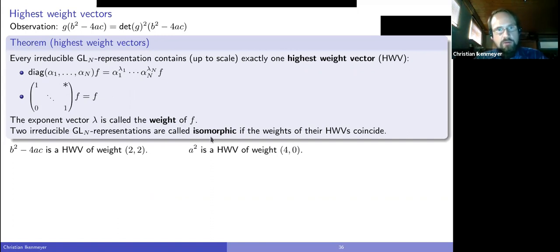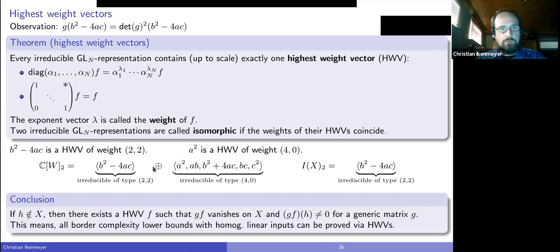Two irreducible GLN representations are called isomorphic if the weights of the highest weight vectors coincide. B squared minus 4ac is a highest weight vector, as I outlined here, where the weight is 2, 2. And a squared is the other highest weight vector in the 6-dimensional vector space, and the weight is 4, 0. So here you find an irreducible of type 2, 2, and here you find an irreducible representation of type 4, 0. And the vanishing ideal in degree 2 only has an irreducible of type 2, 2.